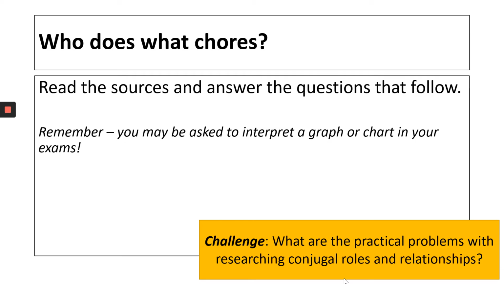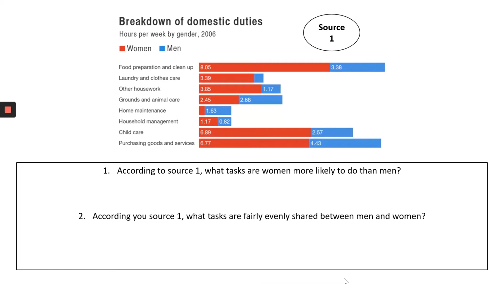So based on this, roles, who does what in the household, we're going to look at some sources. So remember, in your exam, you might be asked to interpret a graph or chart. So that's why we're doing this. We do this often as practice so that we get used to interpreting graphs and charts accurately. So for the first one, there are two questions there that I want you to answer. So just to describe the chart, just so that we're clear.